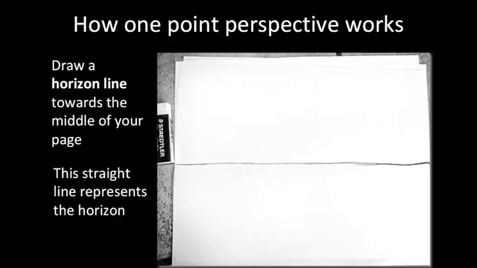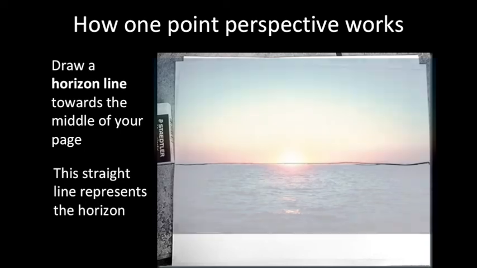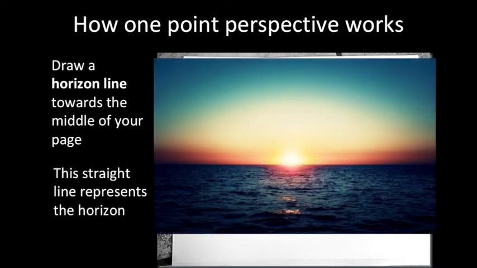Alright, so how it works is an artist would start off by taking their page and drawing a horizon line. That's through the middle of the page. Or you can have horizon lines that are higher or lower, but for this example we're going to do one in the middle of the page. The horizon line represents the horizon. Just to remind you what the horizon is, it's where the earth meets the sky. Like this one here, where the sea meets the sky, where the sun goes behind the horizon.